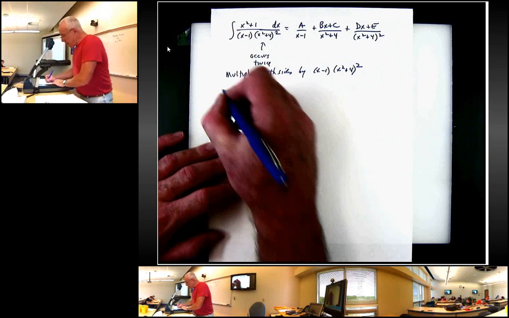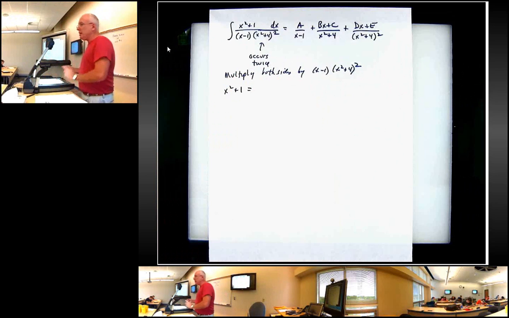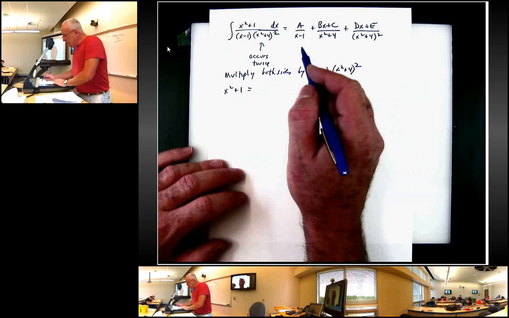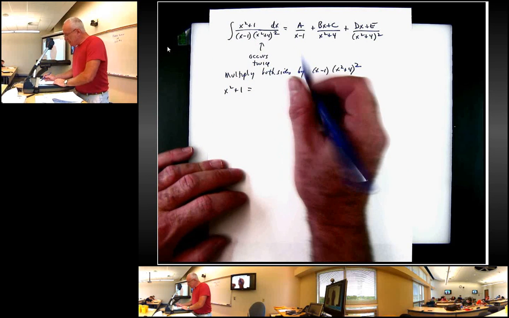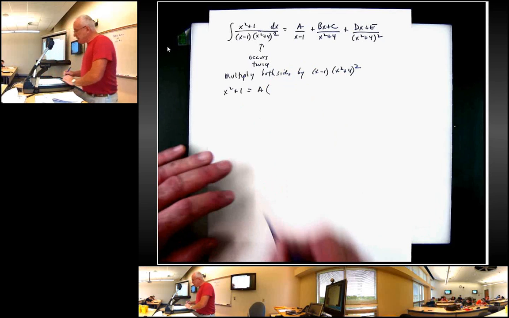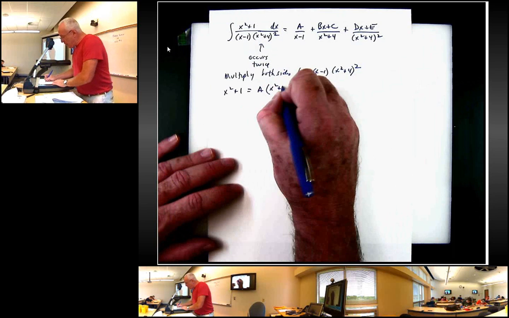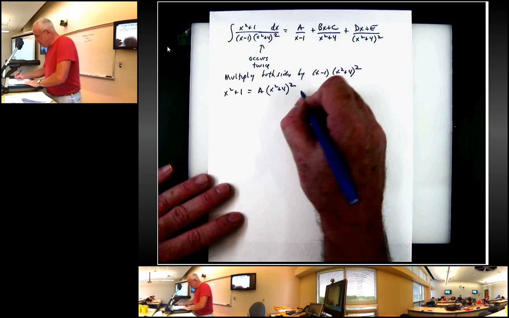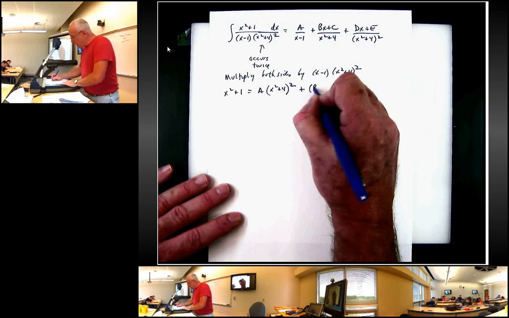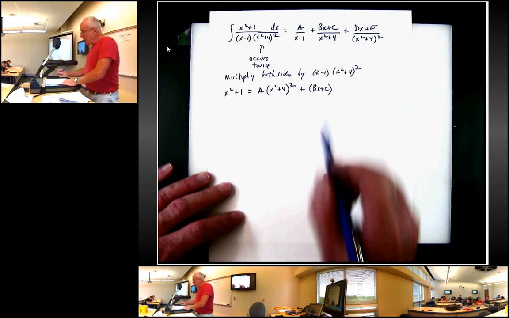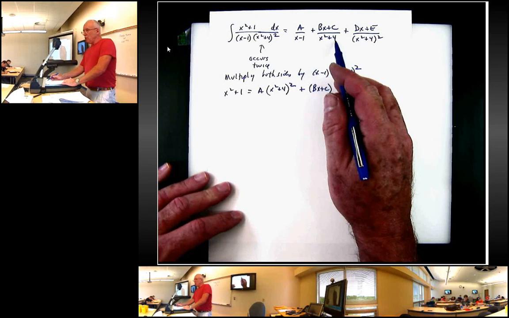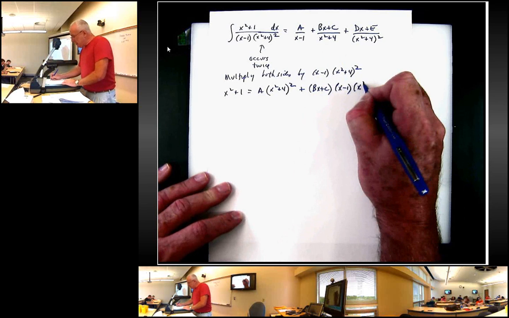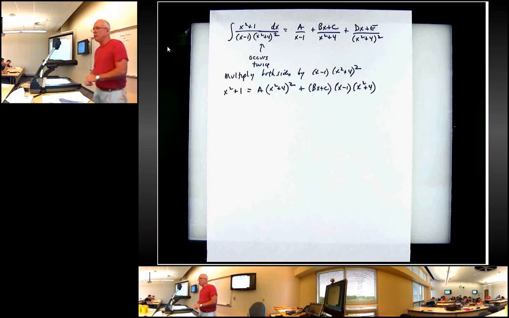So what we end up with on the left side is, of course, just the numerator, x squared plus 1. Over on the other side, the x minus 1 will cancel out here, but I still have the x squared plus 4, and it occurs twice. So that's going to be a square there after the A. Plus, now I have this Bx plus C. One of the x squared plus 4s will cancel out. I still have an x minus 1, and I still have one of the x squared plus 4s.